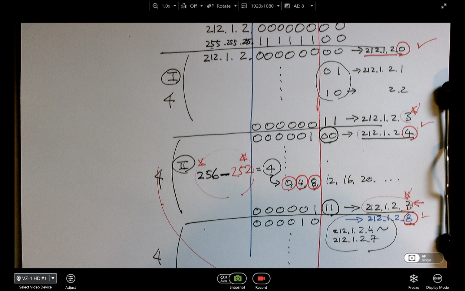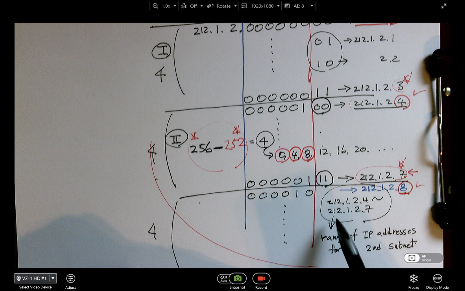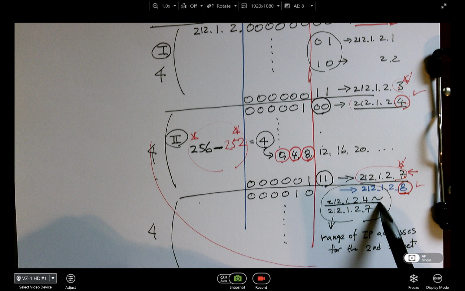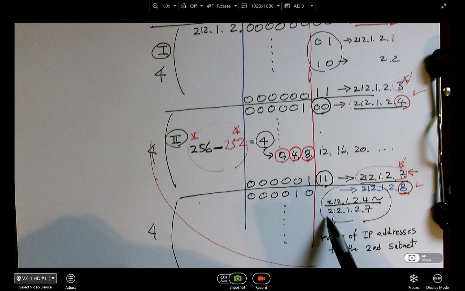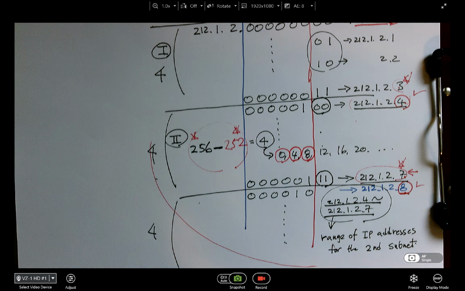Okay, so let me end my lecture here. First, this is the range of IP addresses for the second subnet, right? So basically this is the network address and this is the broadcast address of the second subnet. Okay, so let me end my lecture here.